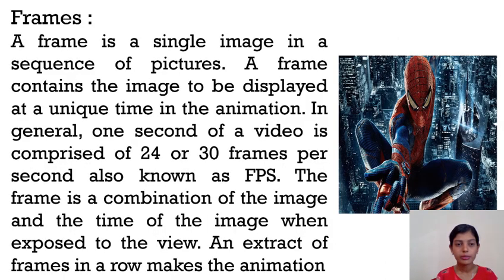Now let's come to the frames. A frame is a single image in a sequence of pictures. A frame contains the image to be displayed at a unique time in the animation. In general, 1 second of a video is composed of 24 or 30 frames per second, also known as FPS. The frame is a combination of the image and the time of the image. When exposed to the view, a series of frames in a row makes the animation.